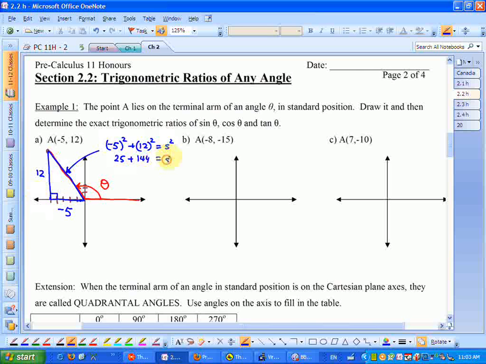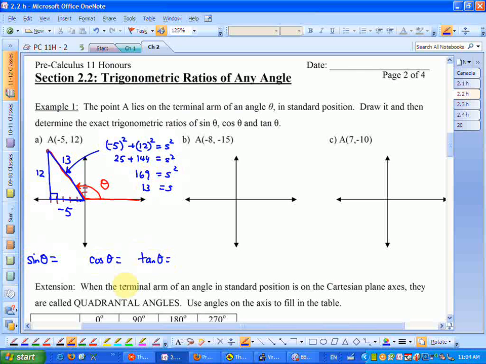Yeah, it's a 12, 5, 13 triangle, right? Okay. Now, once you have all the lengths, you should be able to go ahead and write out the three ratios for me: sine theta, cosine theta, and tangent theta. Write out the ratio. I want the actual ratio, the fraction.